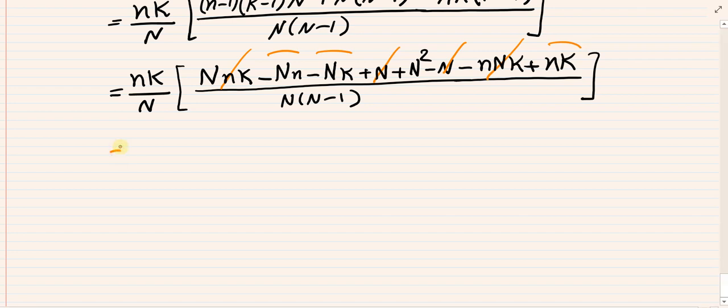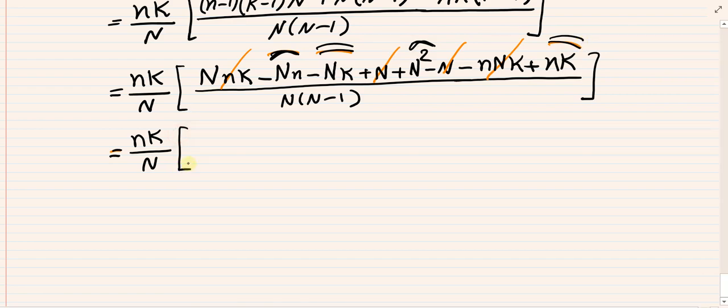Let's factor inside the bracket by grouping. Okay, so in order to do that, I'm going to group capital N, little n, and n squared as my group, and then capital NK, little n, k as another group.